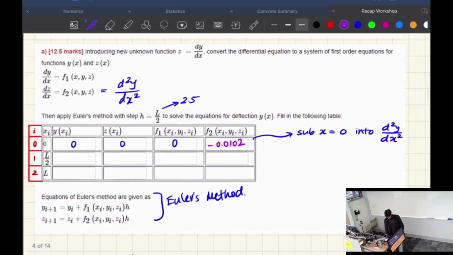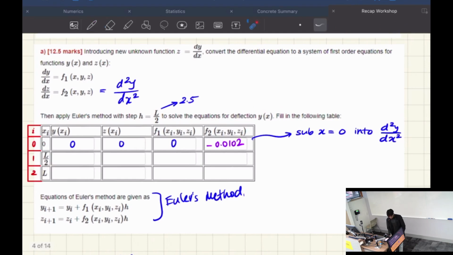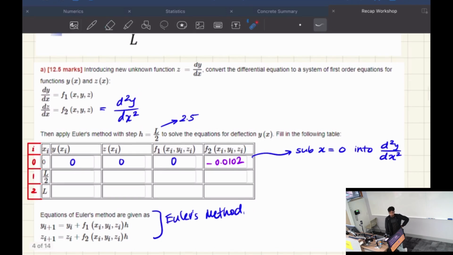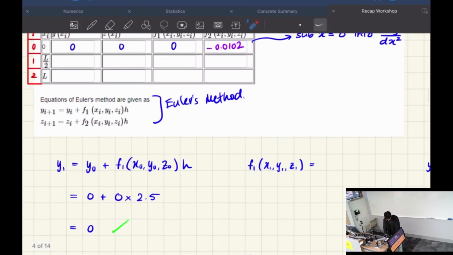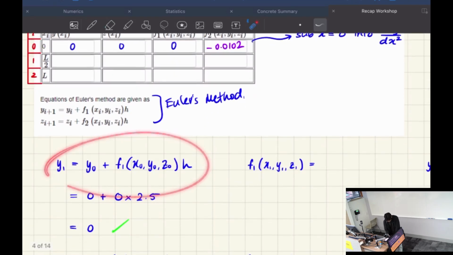Okay, I'm going to ask you guys to help me with these ones. If we're trying to find y of 1, how can we do it? You sub it into Euler's? Yeah, perfect. Just sub into Euler. So this is what I've done over here. You just let i equal 0.